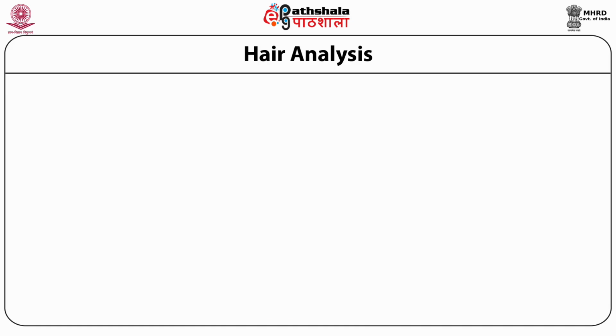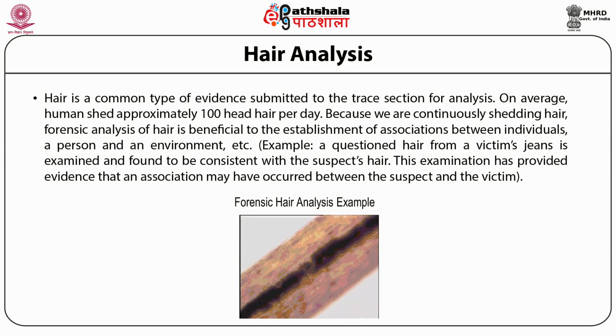Hair analysis. Hair is a common type of evidence submitted to the trace section of analysis. On average, humans shed approximately 100 head hairs per day. Because we are continuously shedding hair, forensic analysis of hair is beneficial to the establishment of association between individuals, a person, and an environment. For example, a questioned hair from a victim's jeans is examined and found to be consistent with the suspect's hair. This examination has provided evidence that an association may have occurred between the suspect and the victim.